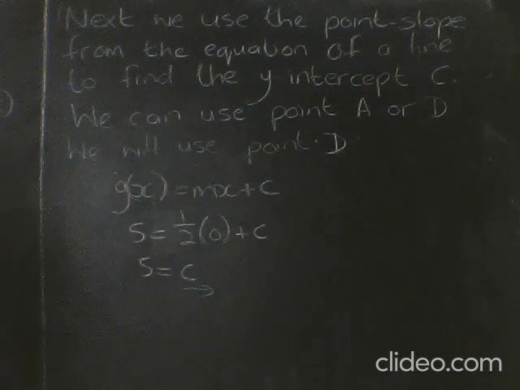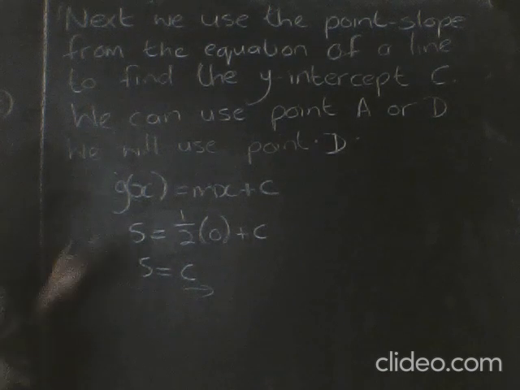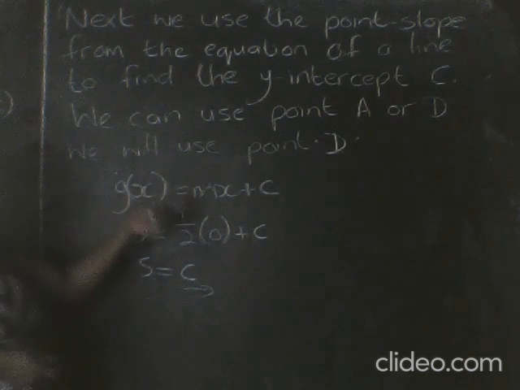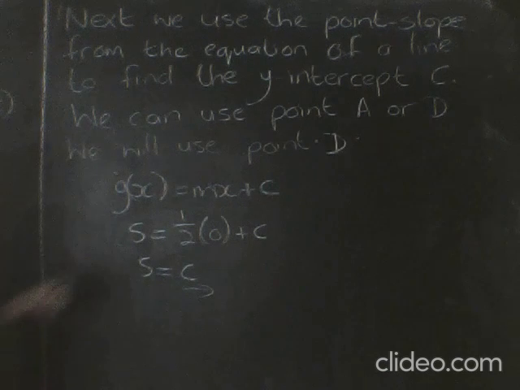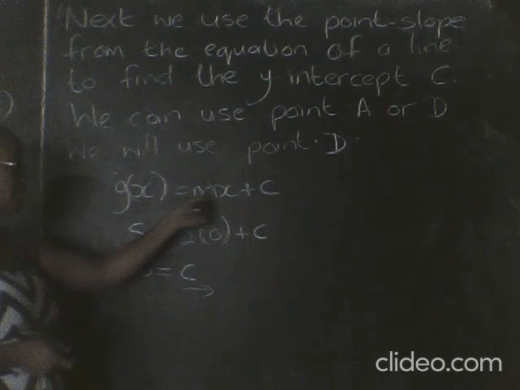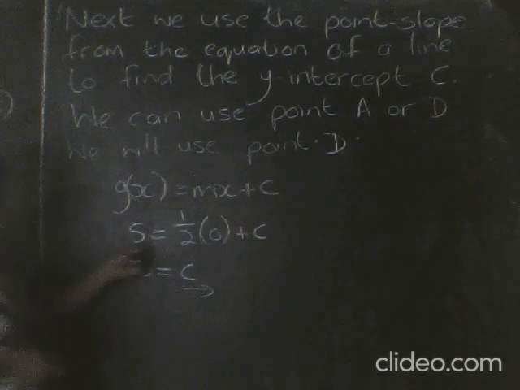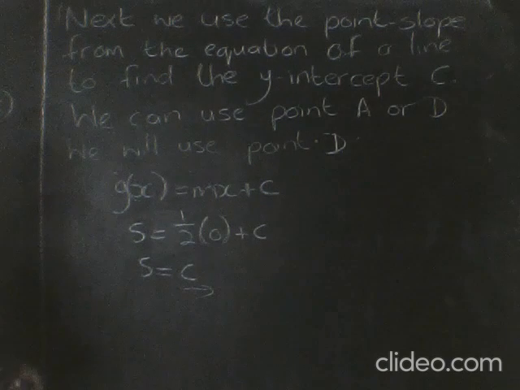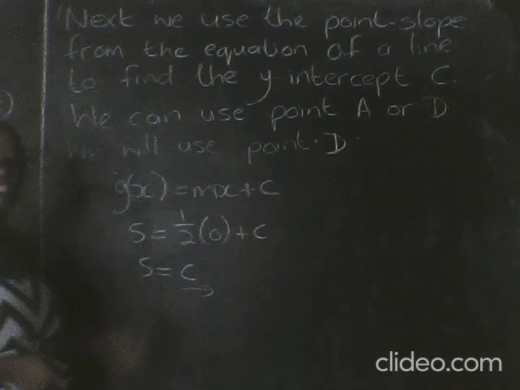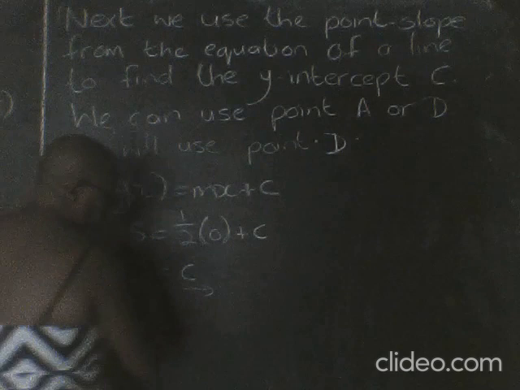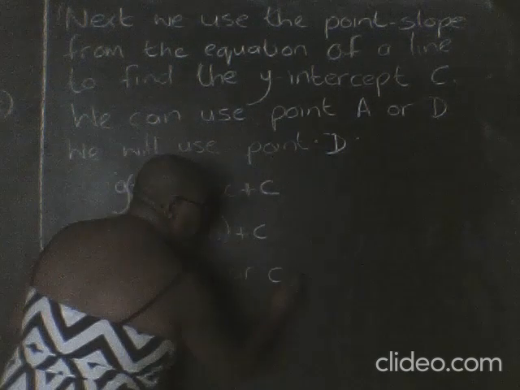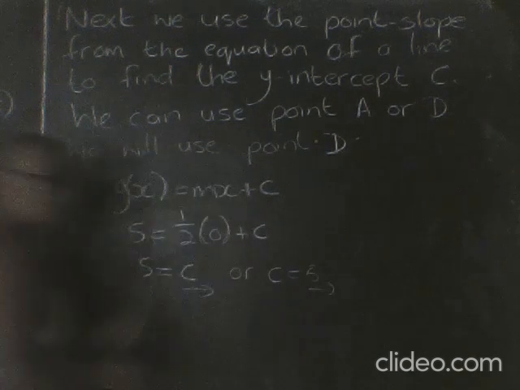Next we use this slope and a point in the equation of a line to find the y-intercept, c. We can use point A or D. I use point D. So g(x) is equal to mx + c. Then I substitute, where m is the slope: 5 is equal to half multiplied by 0 plus c. Anything multiplied by 0 is 0, so c is equal to 5. I just wrote 5 is equal to c, or the correct way is c equals 5. That's how you would write the answer.